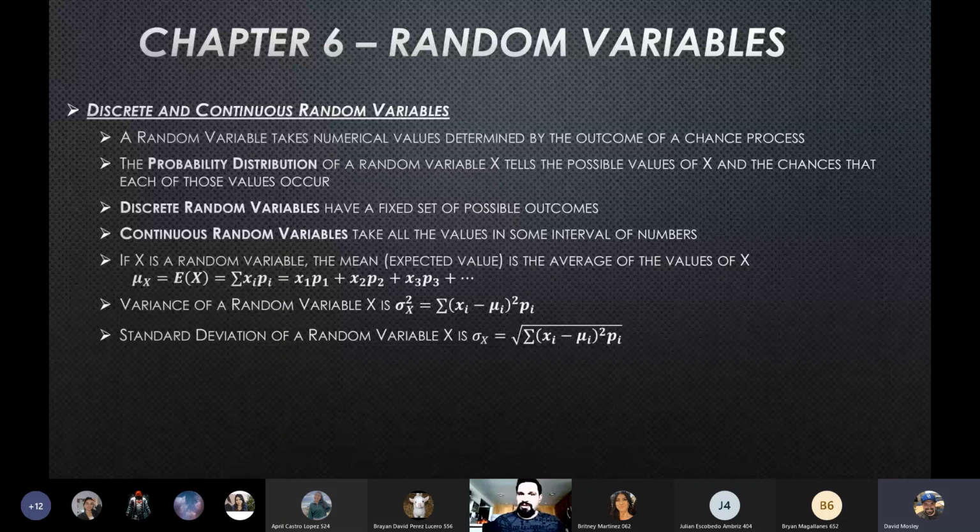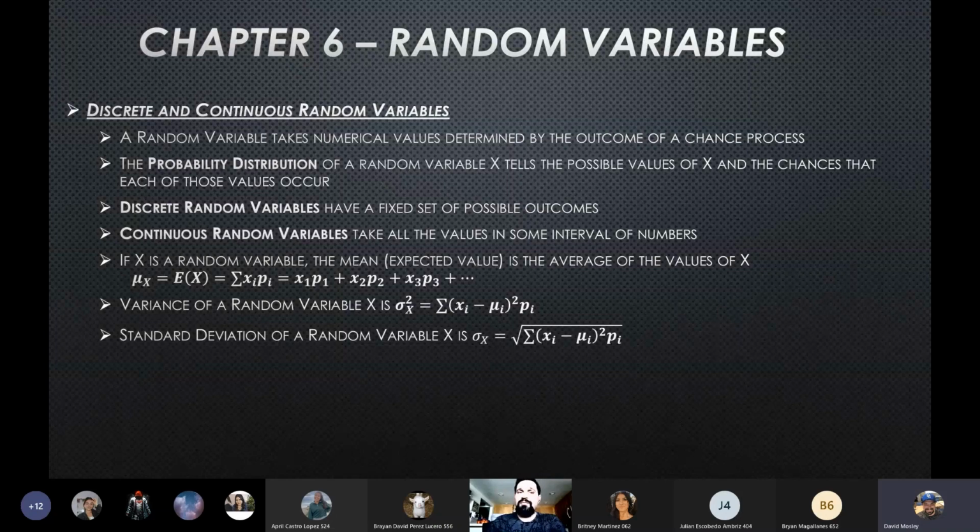Continuous random variables take all the values in some interval of numbers. Meaning a continuous random variable can take any value between 0 and 1, meaning it could be 0.1, it could be 0.5, it could be 0.01, 0.1111, 0.2135. There's an infinite number of possibilities, hence continuous. You can take all the values in some interval.